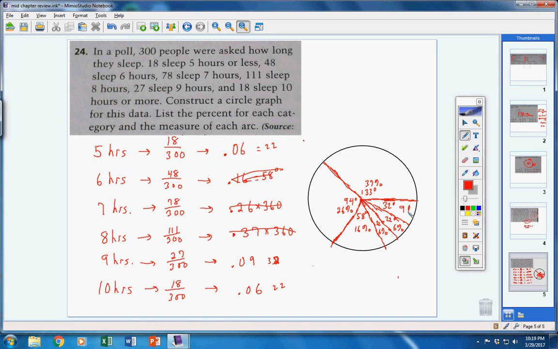And I'm not going to go through and add all these up and see if they add up to 360 degrees. I mean, we might be off by 1 or 2 because we rounded here and there, but you get the gist of the problem, okay?